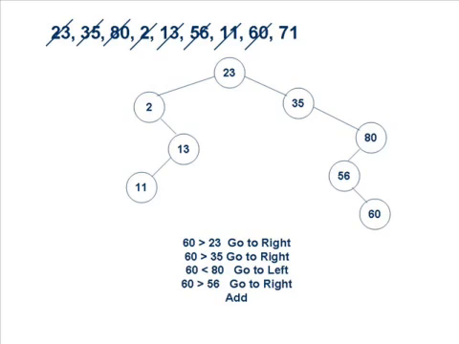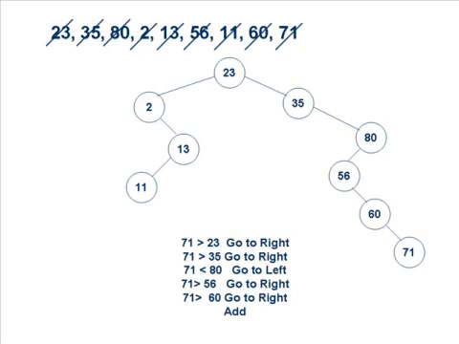The next number is 60. Keeping in mind the rules that we have been following for inserting nodes in a binary search tree, start comparing it with the root node. 23 is smaller, so we move to the right hand side. 35 is smaller than 60, so we move further right. 80 is larger than 60, and therefore we move to the left hand side of 80. You find that another node is placed there having the value 56. So you compare 60 with 56 and we place 60 as the right child of 56.